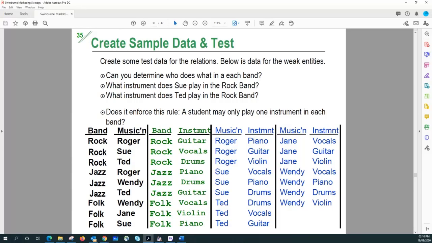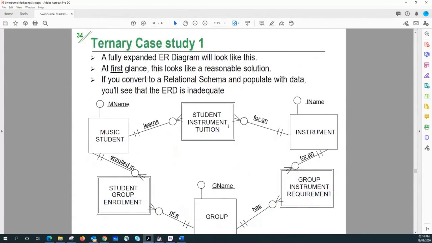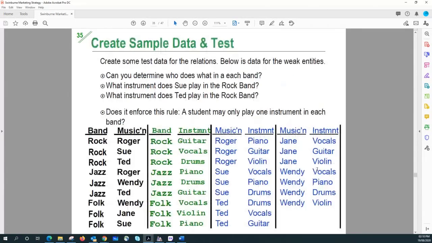Because now we have expanded it. Obviously, we have three weak entities. So it's not that easy, right? This model will not give you any information regarding which instrument is played by which student in which band. That information obviously cannot be determined by this model.